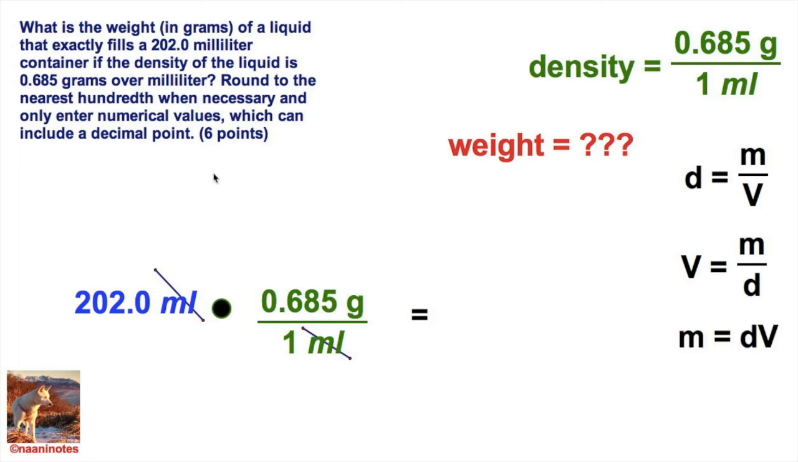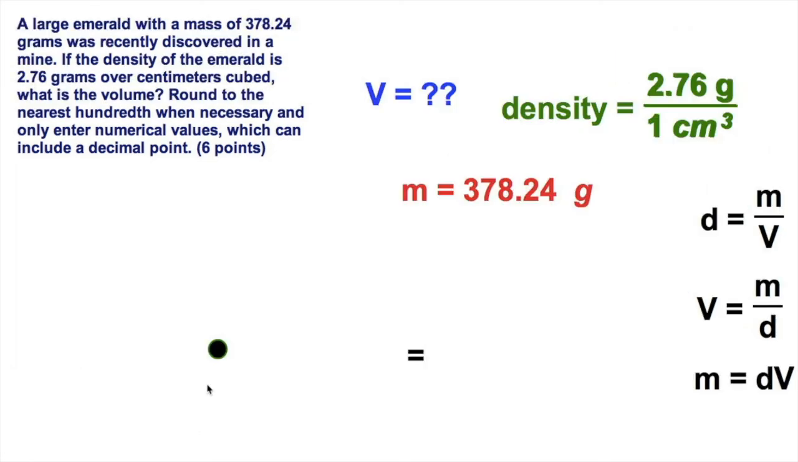Oh, and by the way, I believe you end up not having to round. You can just see by this particular example, your answer will be in the hundredths place. So you can do the arithmetic. All right, number 9, the large emerald.